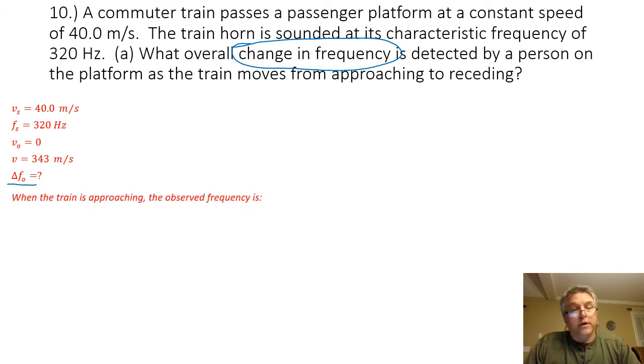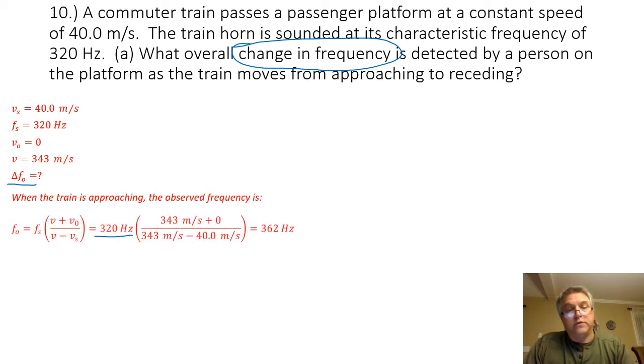So when we look at our Doppler formula, we are going to plug in the frequency of the source, the speed of the sound wave, my observer, which is stationary, so their velocity is 0. And because the train is approaching, the velocity of the source is going to be positive. So 343 meters per second minus a positive 40 meters per second. And that will give me an observed frequency of 362 hertz as the train is approaching.